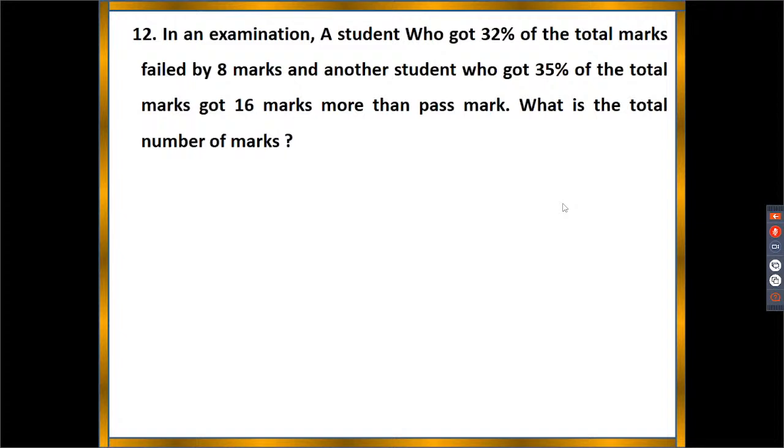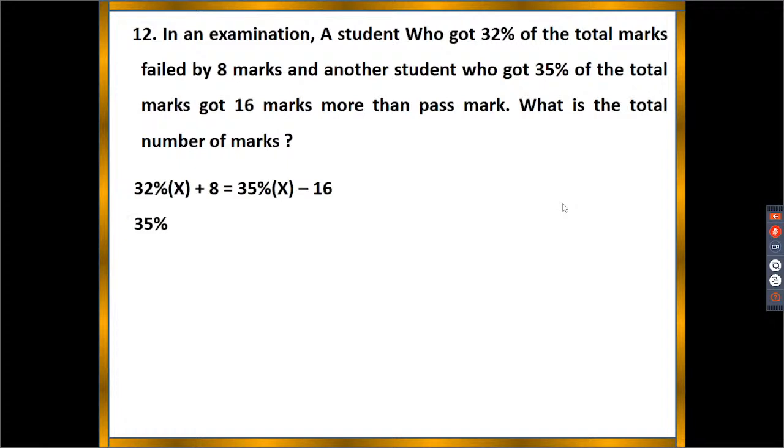So here we don't know what the total marks are, but let us assume that the total marks are X. One student got 32 percentage of the total marks, nothing but 32 percentage of X. That is less than 8 marks to get the pass mark. So how many marks can we add to him to get the exact pass mark? 8 marks. Nothing but 32 percentage of X plus 8 is the pass mark. And another student got 35 percentage of X, he got 16 marks more than the pass mark, means if you reduce 16 from him to get the exact pass mark, 35 percentage of X minus 16. Both are the pass mark.